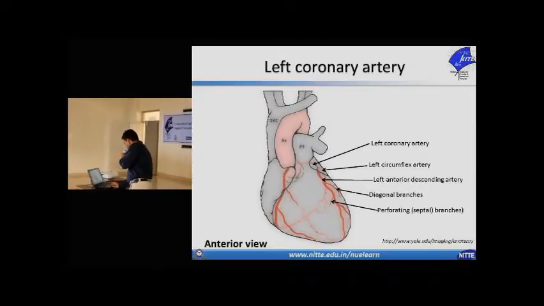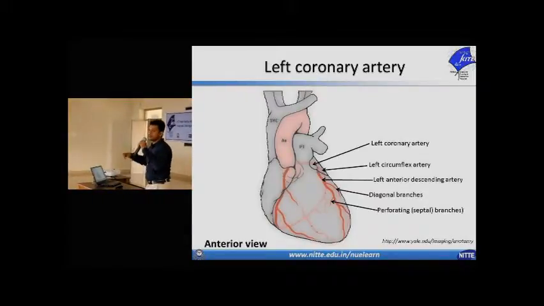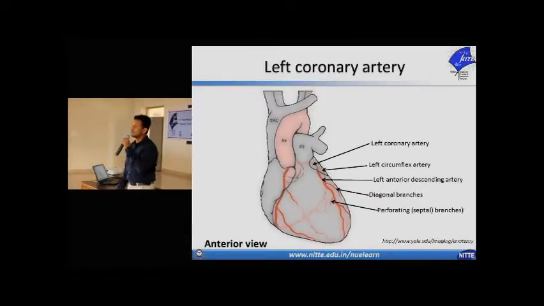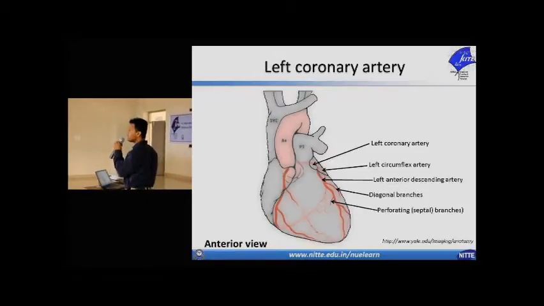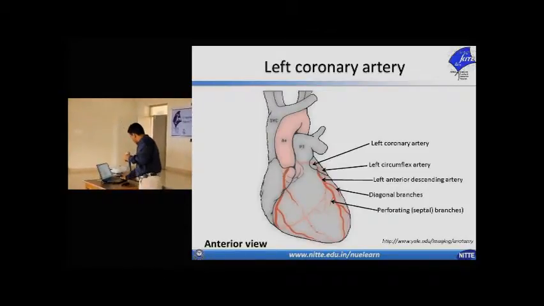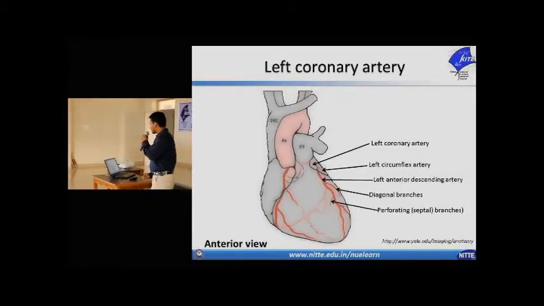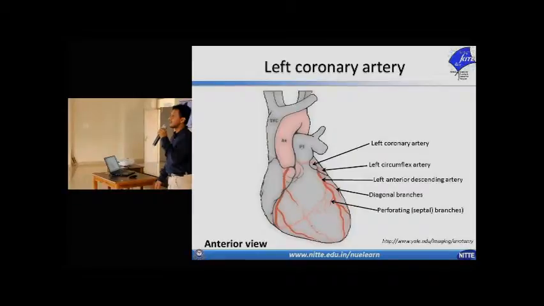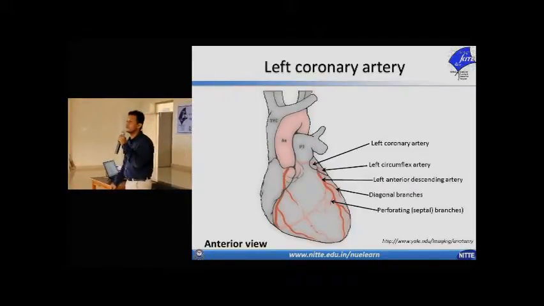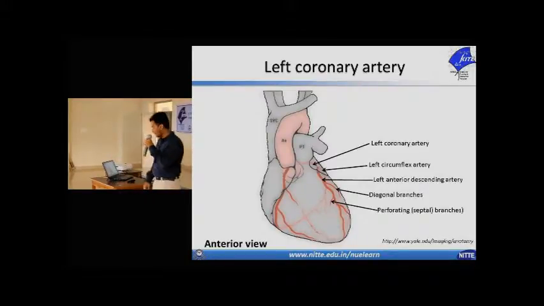It also goes to the apex of the ventricle, where it turns backwards and goes to the posterior surface to continue as the posterior interventricular branch. These are the diagonal branches, or the larger ventricular rami. There are also perforating branches from the left anterior descending artery, which supply the antero-inferior part of the interventricular septum.